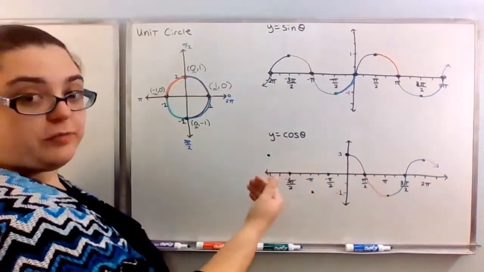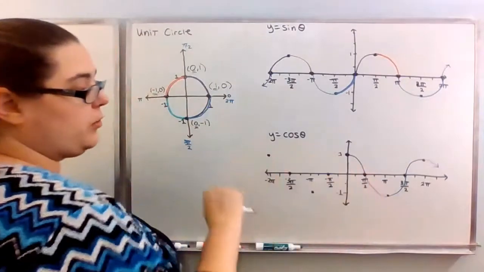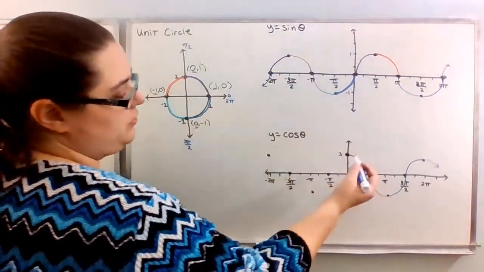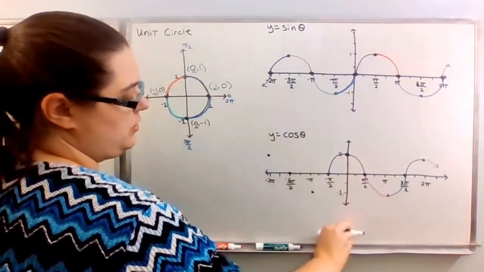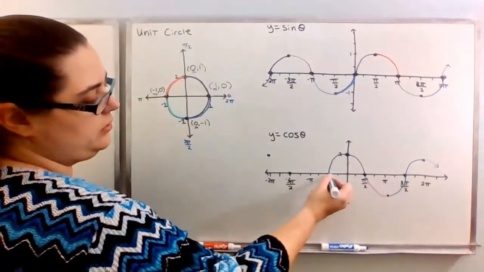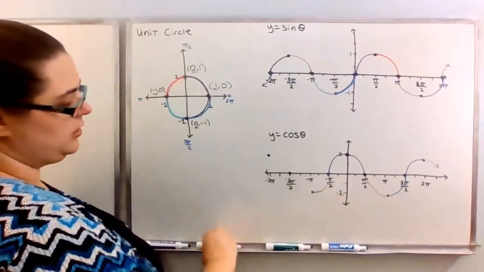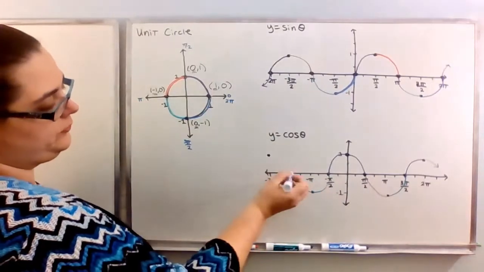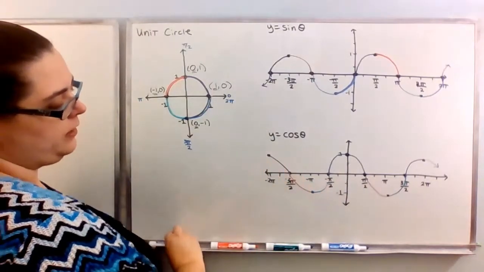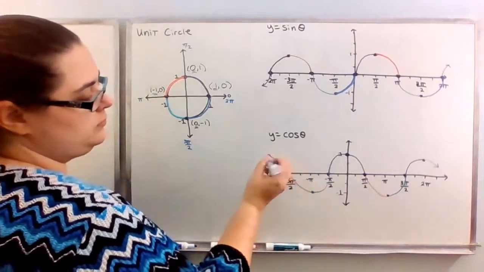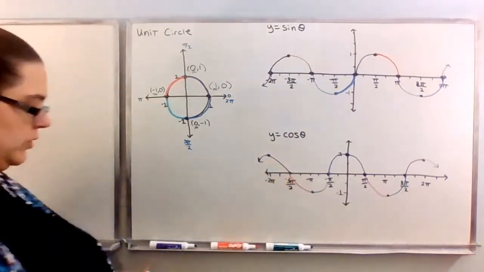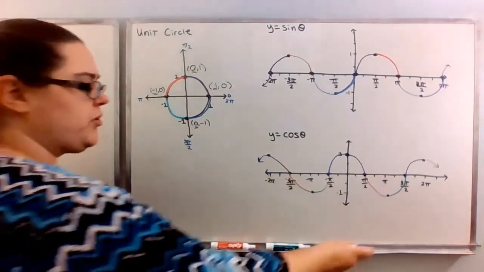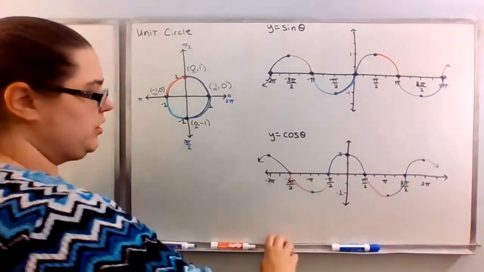And we can also graph backwards. So if I go backwards, I'm going to hit the blue section first, and then the green, and then the red, and then the purple, and then the blue again. So there we go. That's going to be our cosine function.